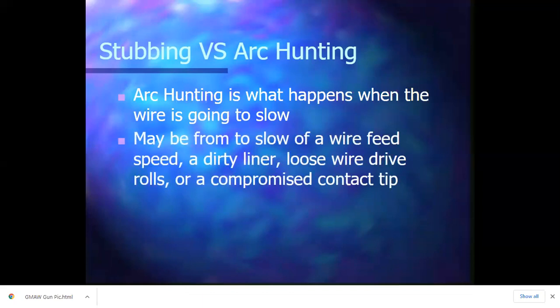So this may be from too slow of a wire feed speed, just went over that, dirty liner, loose wire drive rolls, or a compromised contact tip. So you're not pushing that wire out the end of the gun as fast as you want.